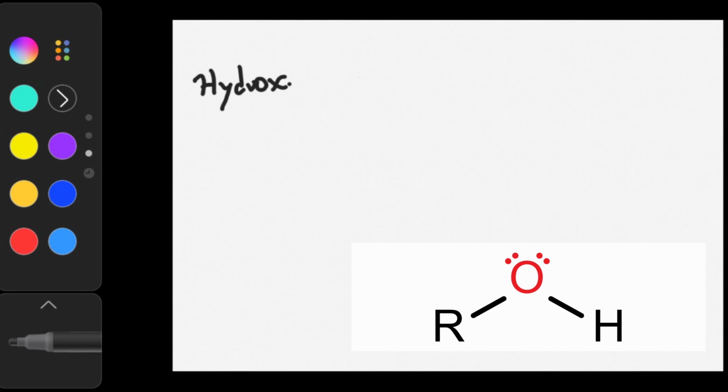You need to know that the alcohols are also known as the hydroxyl group. Basically, they consist of an oxygen that is covalently bonded to a hydrogen atom. So OH. So this is what we get to have for an OH. This is the hydroxyl group, which is an alcohol.